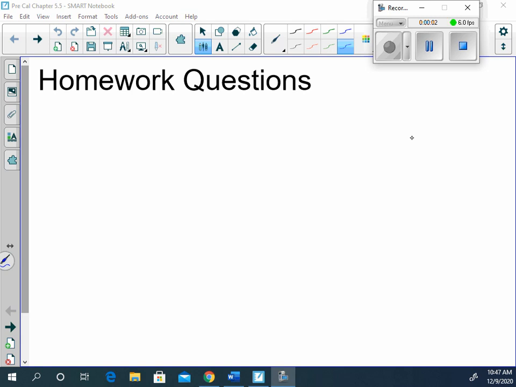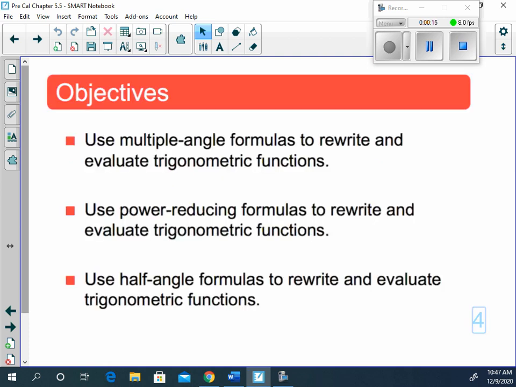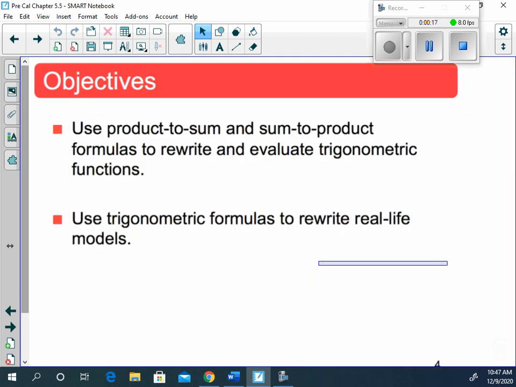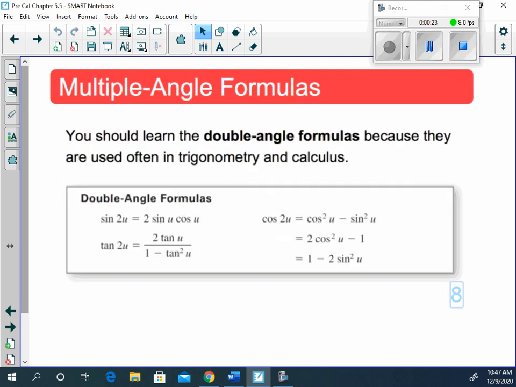Okay, so what we're looking at today is multiple angles and product of angles. So talking about 2 times an angle or 4 times an angle, and then product to sum and sum to product. Now, multiple angles formula. So in this section, you've studied the first category, where we can have multiple angles and squares.